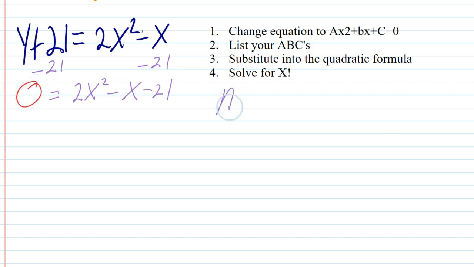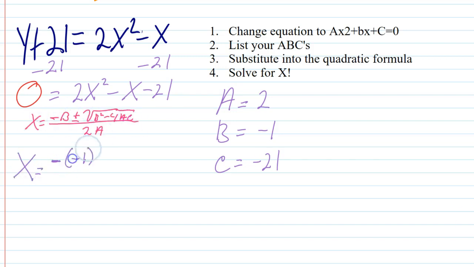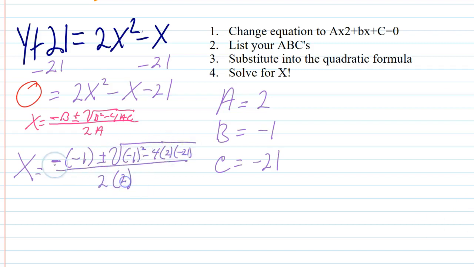Now I list my ABCs. Make sure you pay attention to the negative signs. That's where most people make mistakes. Now I can plug it into my quadratic formula. So I have a negative, negative 1. Again, this is why we're using parentheses, so that it's obvious that you have two negatives.